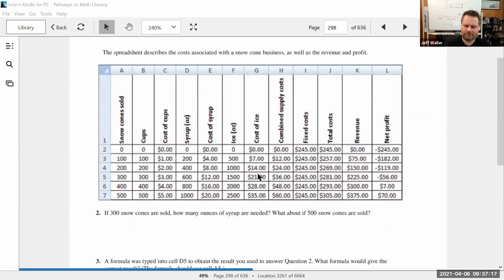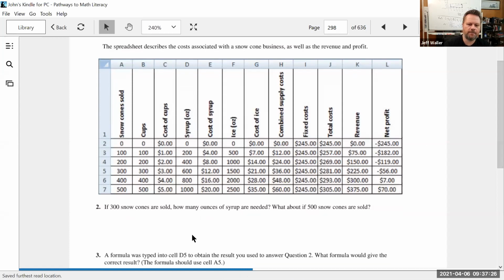So I don't really appreciate this too much, but let's try this problem out. They have a snow cone fetish. I don't know what that's about. They just love snow cones in this book. But we'll work through it. So look here, number 2. Let's try to read this thing.